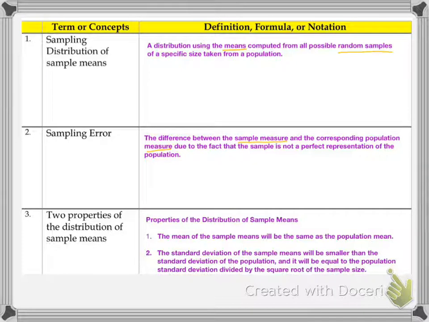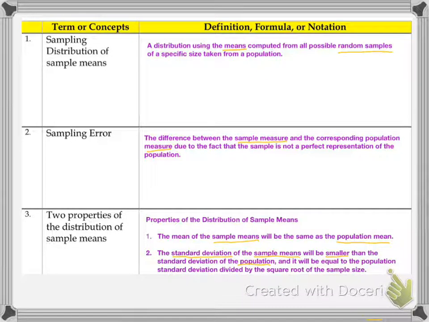Okay, so the two properties of the distribution of sample means: one, the mean of the sample means will be the same as the population mean. Okay, so if you take a whole bunch of different samples, take their means, and then you take the average of those means, then that's going to be the same as the population mean.